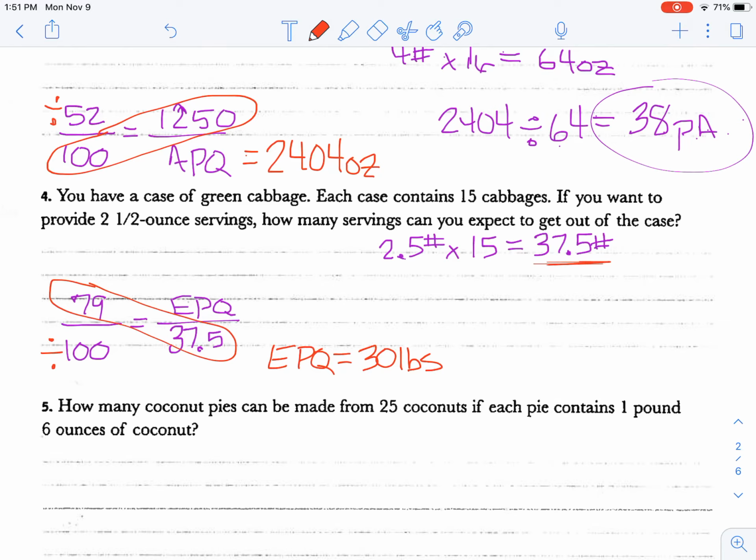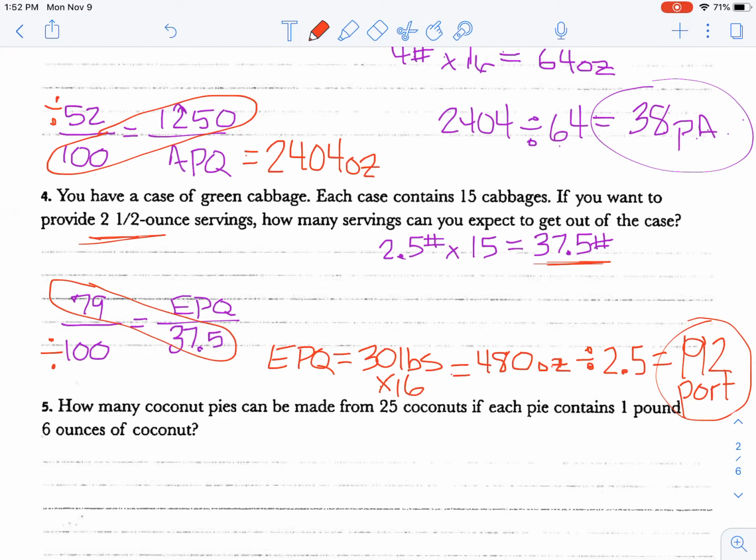Does that answer the question, though? The question says, if you want to provide 2.5 ounce servings, how many servings could you expect? So what I think you need to do is convert this pounds into ounces by multiplying it by 16. So that means we have 480 ounces of usable cabbage sitting in front of us, and we need to cut it into 2.5 ounce servings. So we take 480 divided by 2.5 ounces. That means that we will get 192 portions of cabbage out of those 15 cabbages.